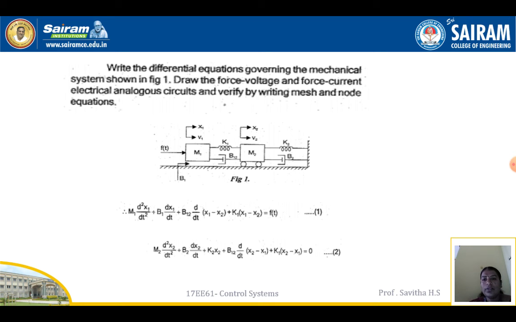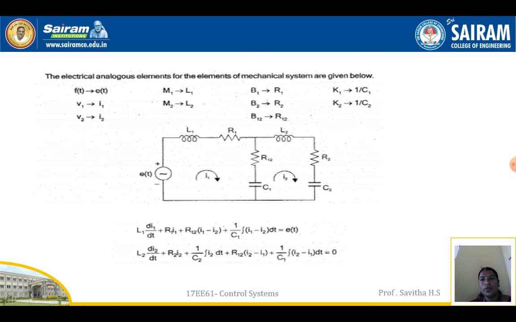Therefore equation 1 will be written as m1 d²x1/dt² + b1 dx1/dt + b12 d/dt of (x1 − x2) + k1 (x1 − x2) = f(t). Call it equation 1. The second one is m2 d²x2/dt² + b2 dx2/dt + k2 x2 + b12 d/dt of (x2 − x1) + k1 (x2 − x1) = 0. Call it equation 2.